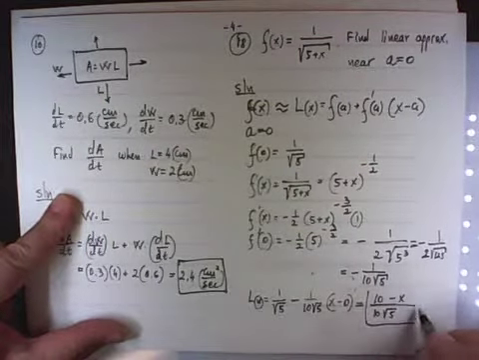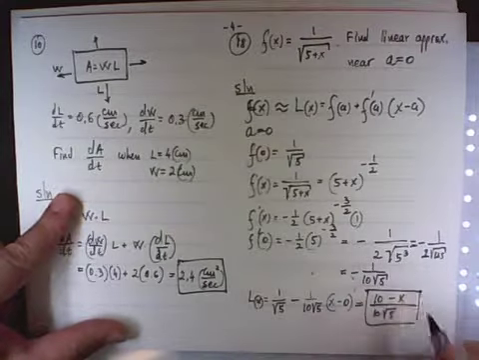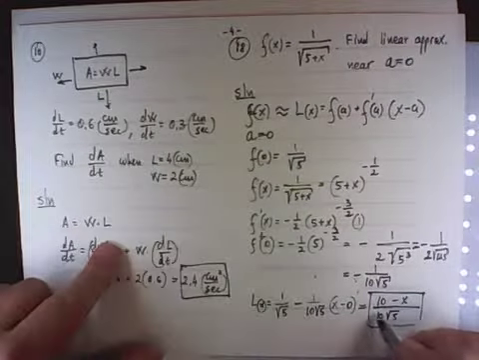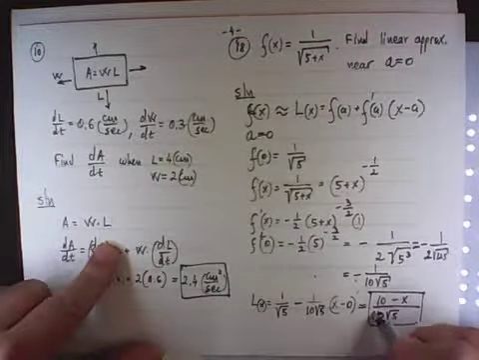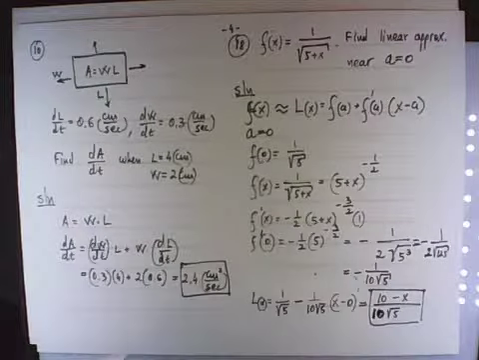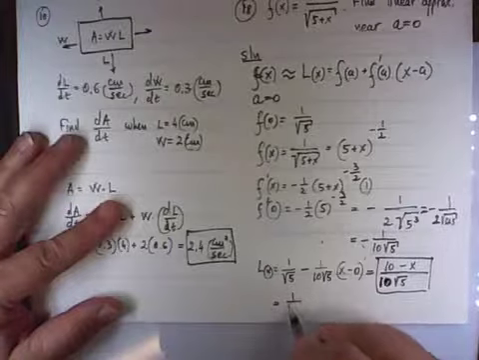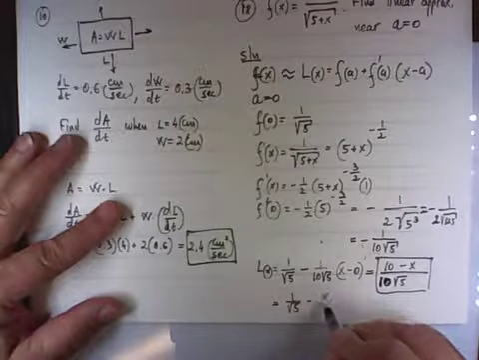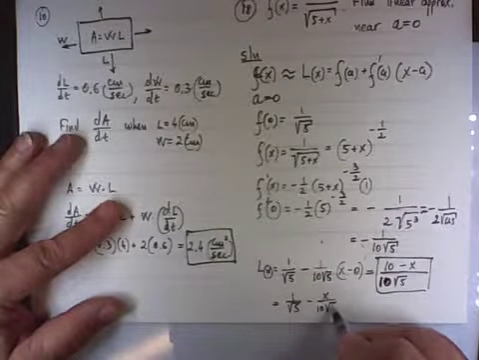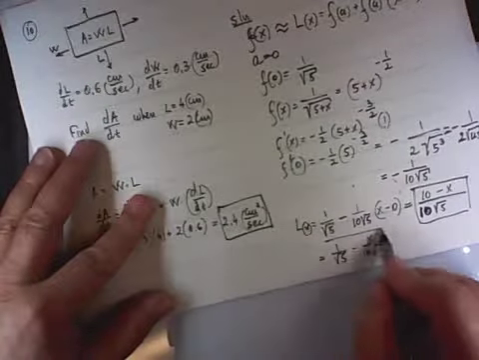Is this the answer in the back? I think so. I was confused. You can write it, or you can leave it like this. If you leave it as 1 over square root of 5 minus x over 10 square root of 5, that's fine too. Number 18.